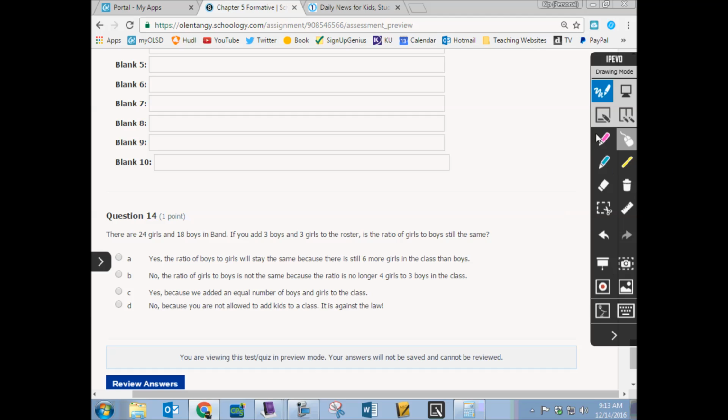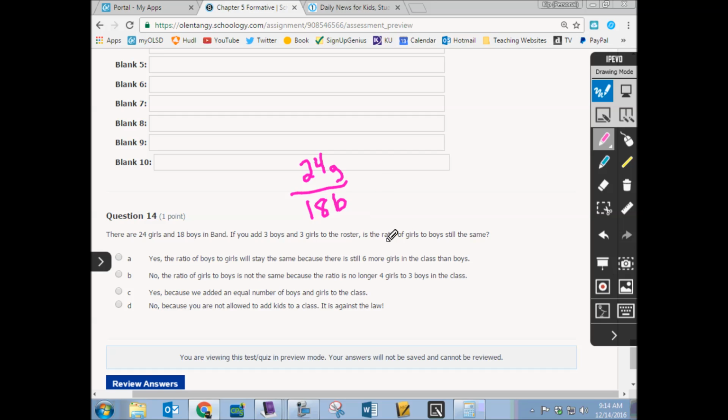All right. Are we on 14? Yeah. Last one that pretty much everybody missed. Pay attention. There are 24 girls and 18 boys in band. If you add 3 boys and 3 girls to the ratio, will the ratio be the same?